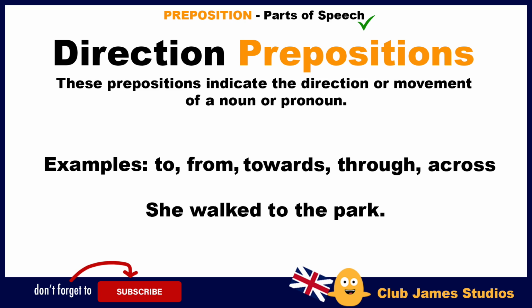Direction prepositions. These prepositions indicate the direction or movement of a noun or pronoun. Examples: to, from, towards, through, across. She walked to the park.